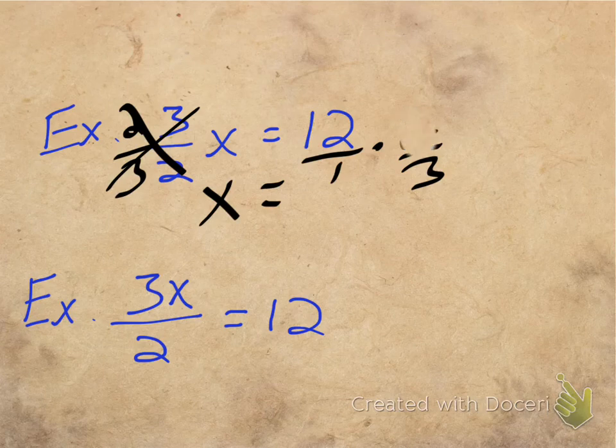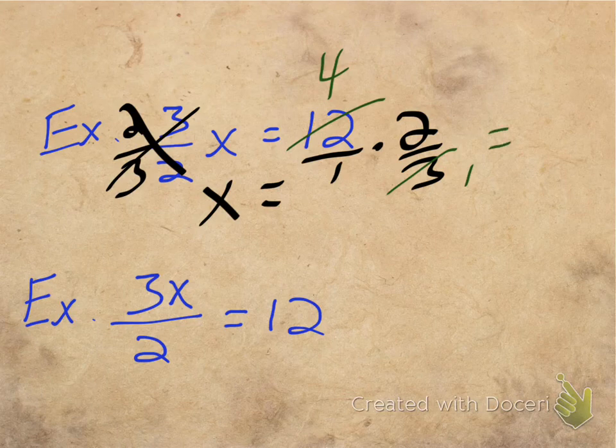First thing I'm going to do is I'm going to reduce this side. It won't reduce. So now I'm going to reduce this side. It won't reduce. So now I'm going to see if this will reduce. It will, by 3. 3 goes into 3 one time. 3 goes into 12 4 times. Nothing else will reduce on top or bottom. So you go 4 times 2 is 8 over 1, which is x equals 8.